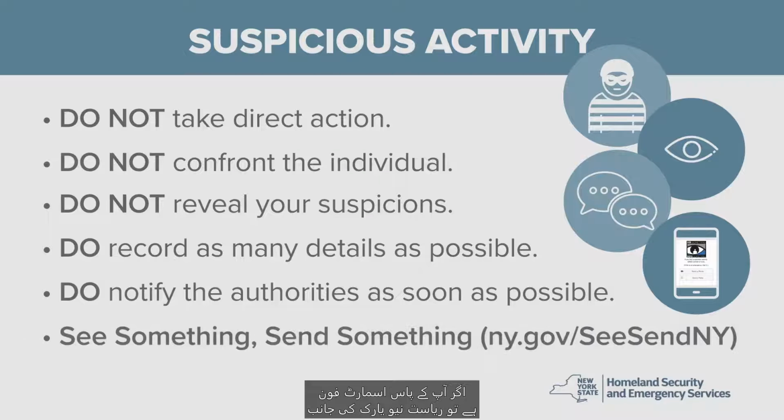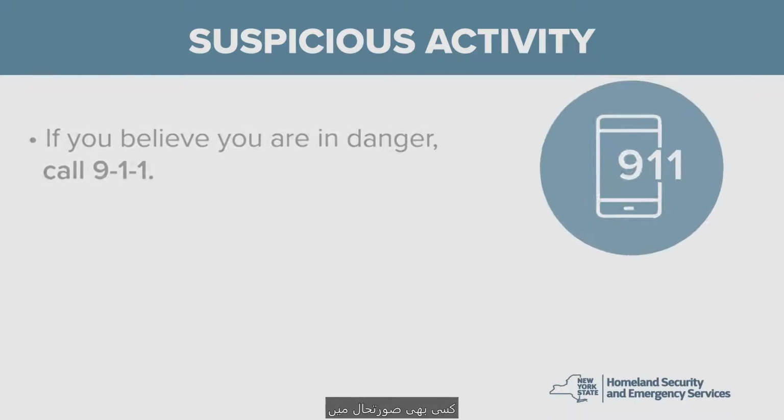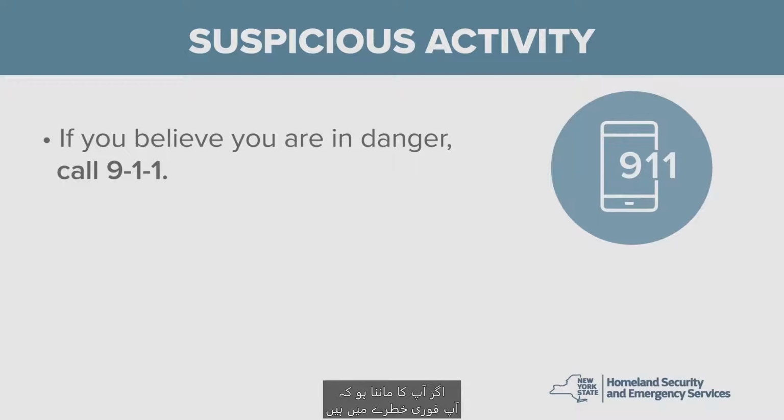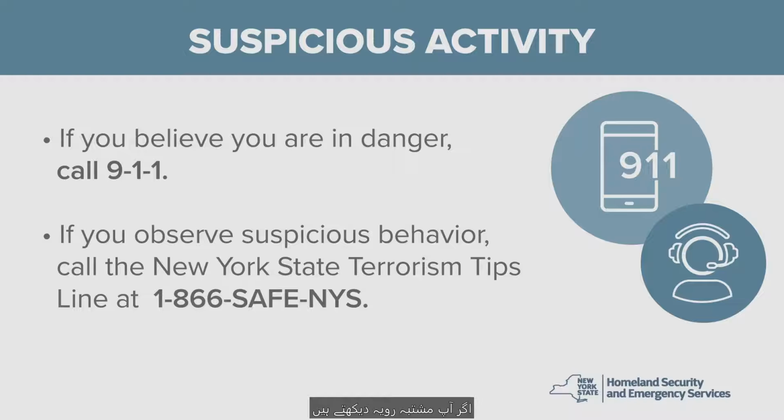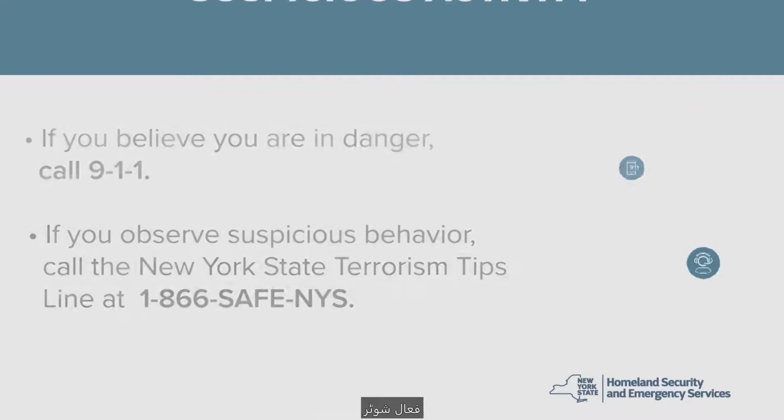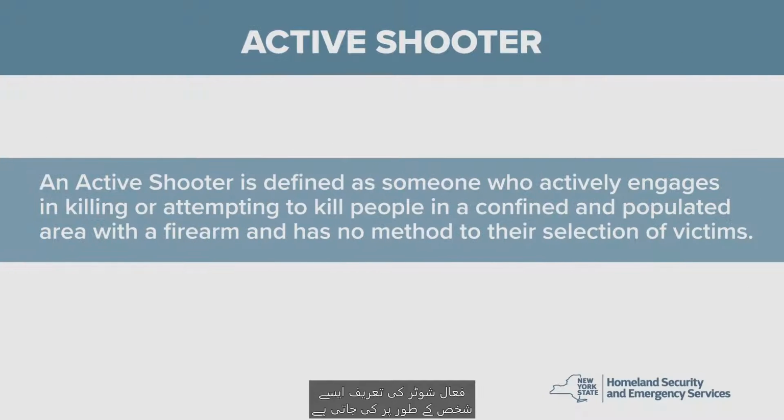If you have a smartphone, download the See Something, Send Something app from New York State. In any circumstance, if you believe you are in immediate danger, call 911. If you observe suspicious behavior, call the New York State Terrorism Tips Line at 1-866-SAFE-NYS.